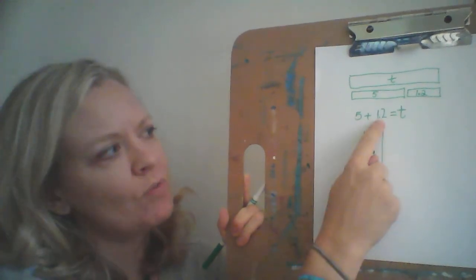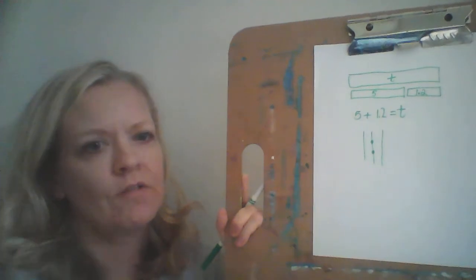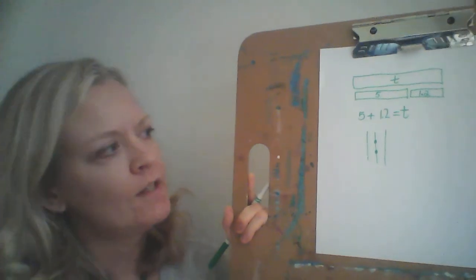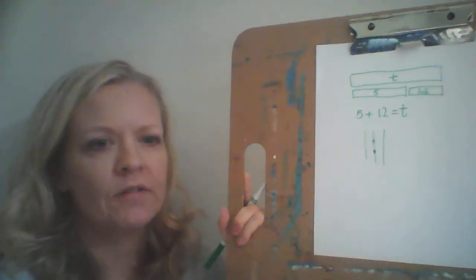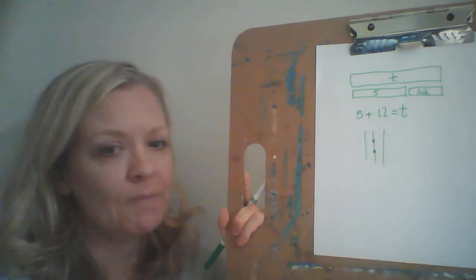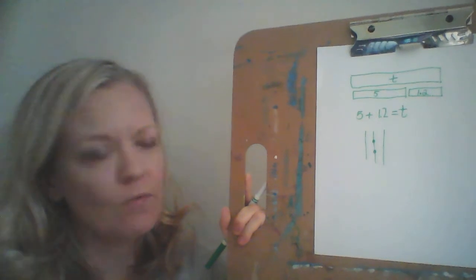Here's my equation. 5 plus 1.2 equals T. So those two equal the top. Did you notice this right here? It looks like a little road. It's my place value chart like we learned in chapter 1.